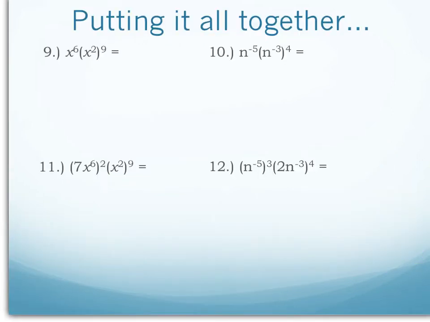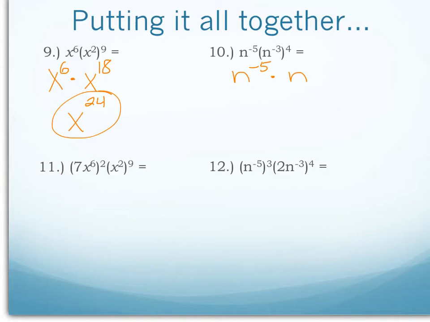All right, now let's put it all together. In number 9, we have x to the 6th times x squared to the 9th. So let's do order of operations and clear parentheses first. So we have x to the 6th times x to the 18th. We're going to multiply those two powers. And now we have the multiplication property, which tells us to add our exponents, and I will get x to the 24th.